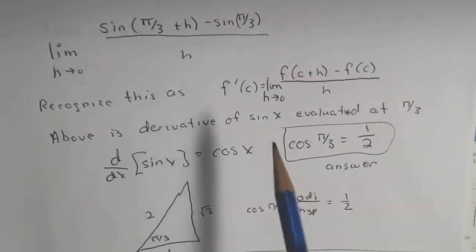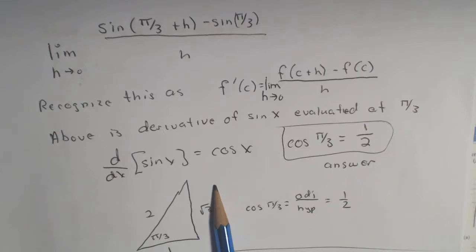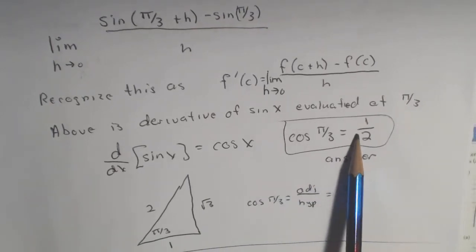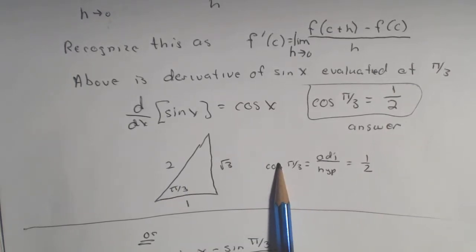And so we get that our answer is, knowing that the derivative of sine is cosine, I'm going to evaluate that at pi over 3, and the cosine of pi over 3 is 1/2. Here I use my little special triangle. Adjacent over hypotenuse gave me 1/2.